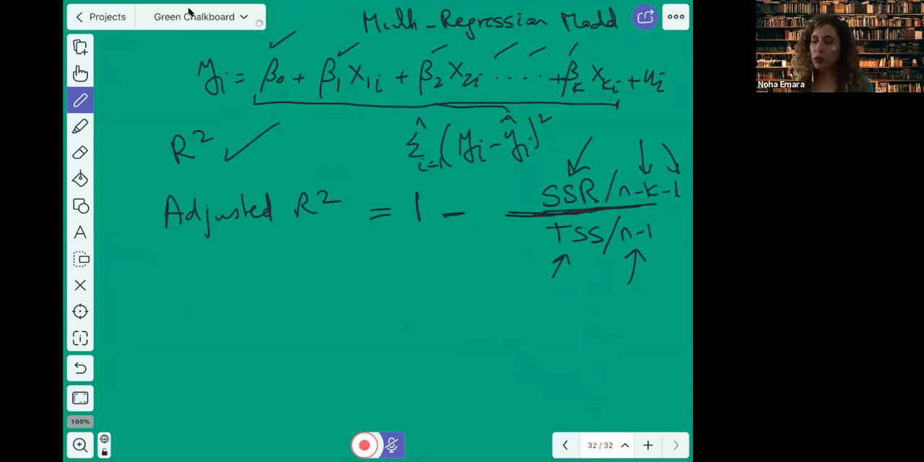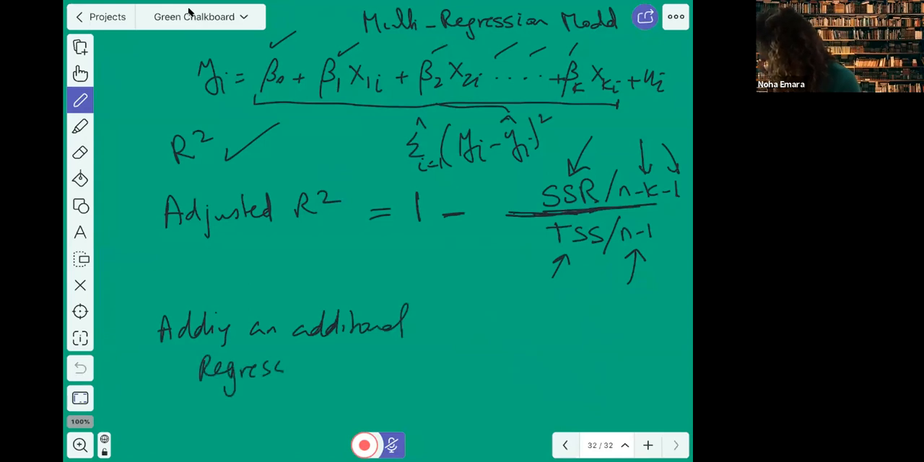And this is regardless of whether this variable is contributing to this regression or not. So the adjusted R square is different because it doesn't have to increase every time. Why doesn't it have to increase? Because every time I'm adding an additional regressor, and when I say regressor, I mean an additional X, it has two effects.